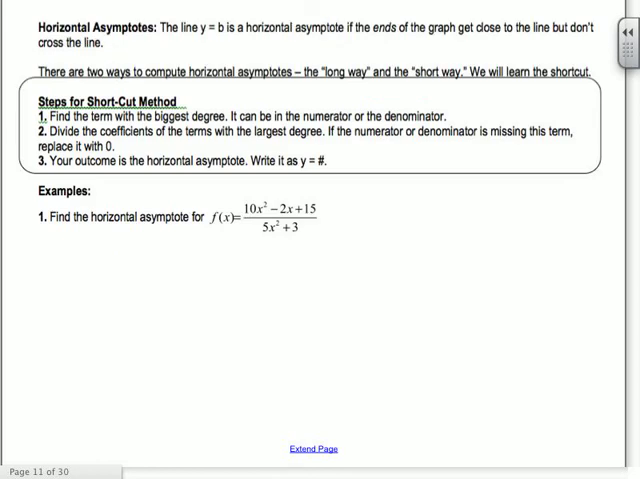All right, horizontal asymptotes. Okay, there's a shortcut method for this one. So the line y equals b is a horizontal asymptote if the ends of the graph get close to the line but don't cross the line. So notice how I said ends, that's really important. So you can cross it in the middle, but not on the ends. So you might have something that crosses in the middle, but then on the ends of the graph it gets really close to that line, like that.